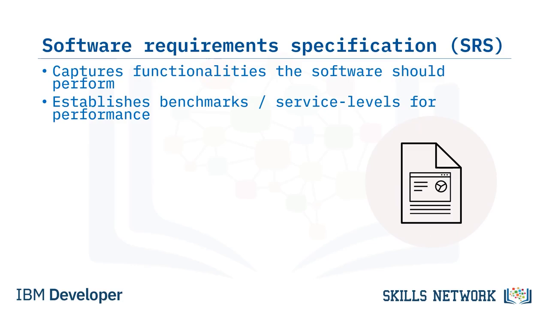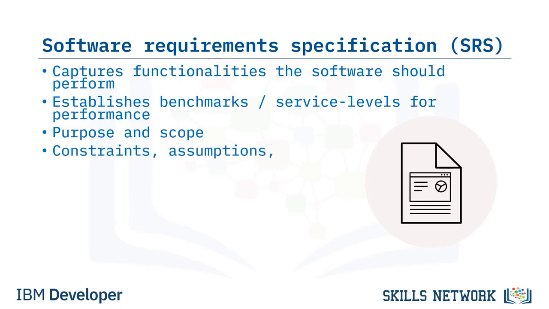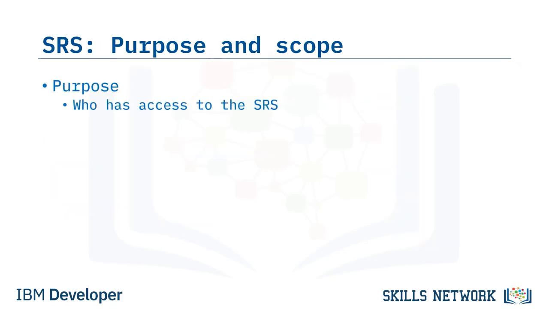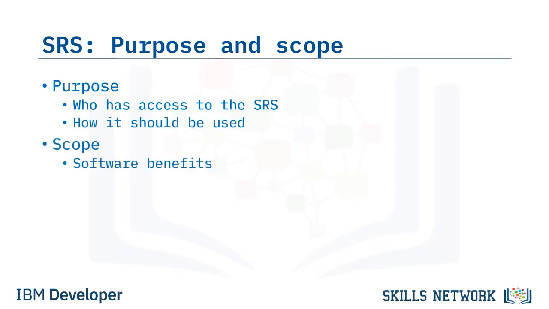Parts of an SRS include a purpose statement that contains the intended use of the SRS, its audience and scope, constraints, assumptions, and dependencies, and requirements which can be sorted into 4 categories: functional requirements, external interface requirements, system features, and non-functional requirements. The product's purpose describes who will have access to the SRS and how they should use it. The scope describes the benefits of the software, its goals, and objectives.